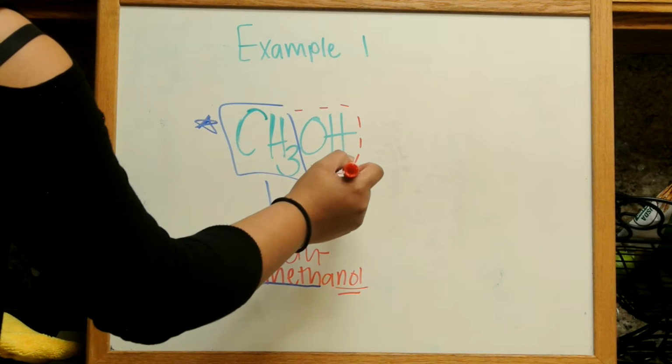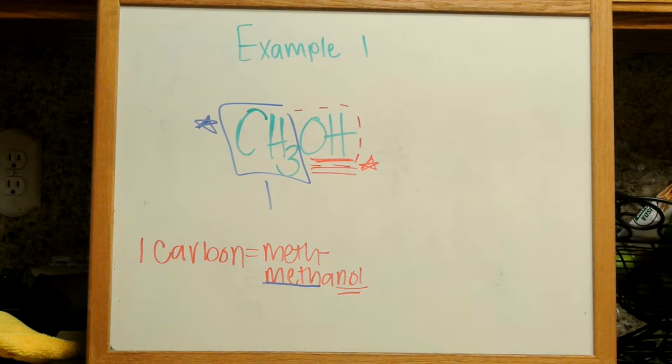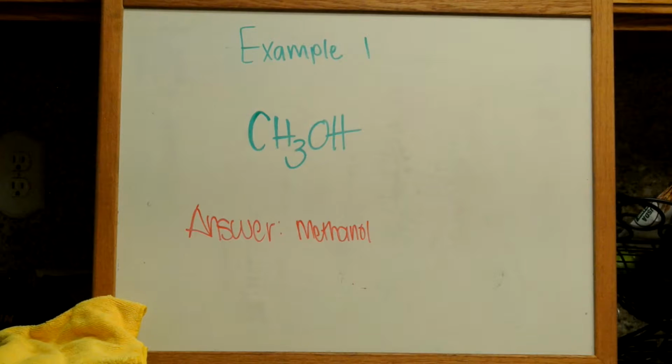In blue, the CH3 is highlighted. That's indicated as your methane. The OH starred in red is how it's created, methanol.